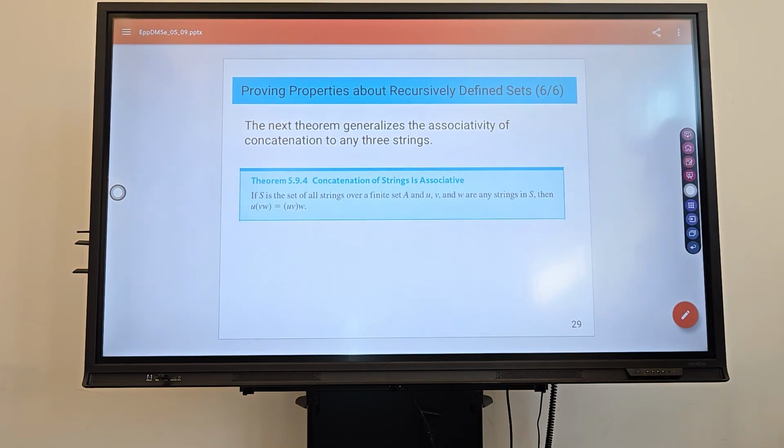And then the theorem that generalizes associativity of concatenation of any three strings. The associative property applies if S is the set of all strings over a finite set A, and U, V, and W are any strings in S, then U(VW) equals UVW.